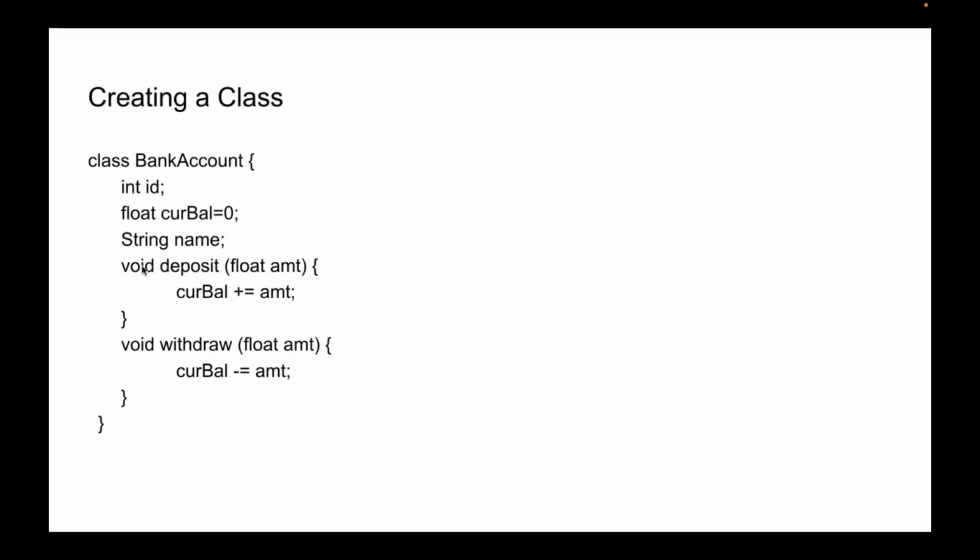Void, for now, understand this: void means no return type. This method will not return you any value. Void means empty return value. And deposit is basically the name of this method. If we want to call this method, we'll call it with the name of this method. We'll see more when we create an example for this.